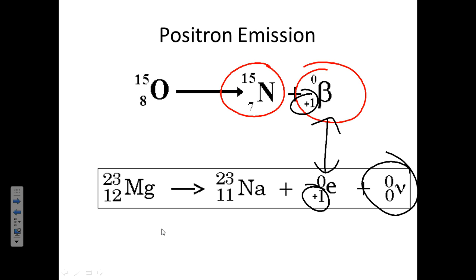Good with that? What was the difference? The two of these? Yeah. They're not different. The only difference is that they use different symbols. You might see it written as beta, you might see it written as an electron. Just depends on who's writing the question.